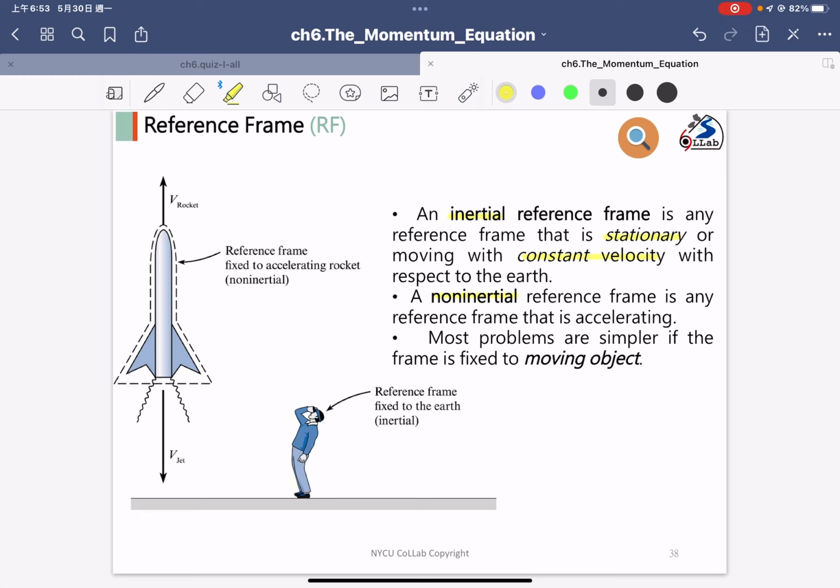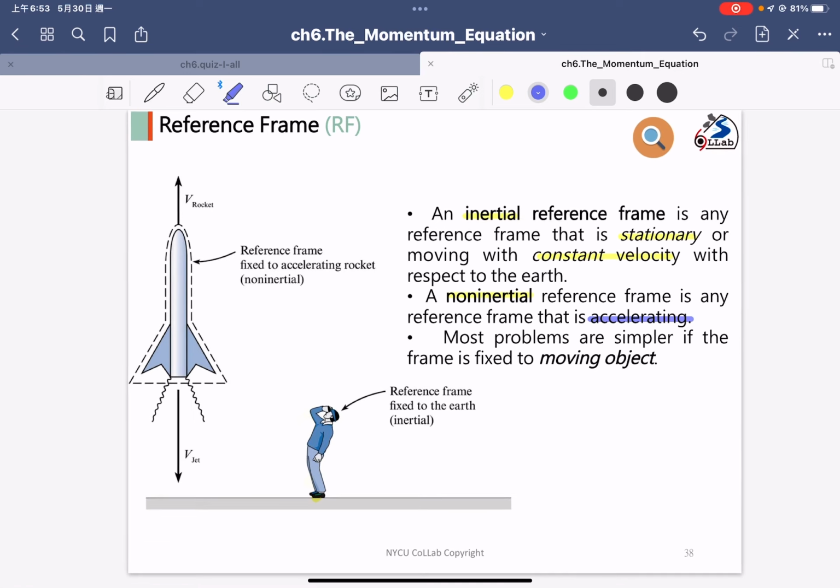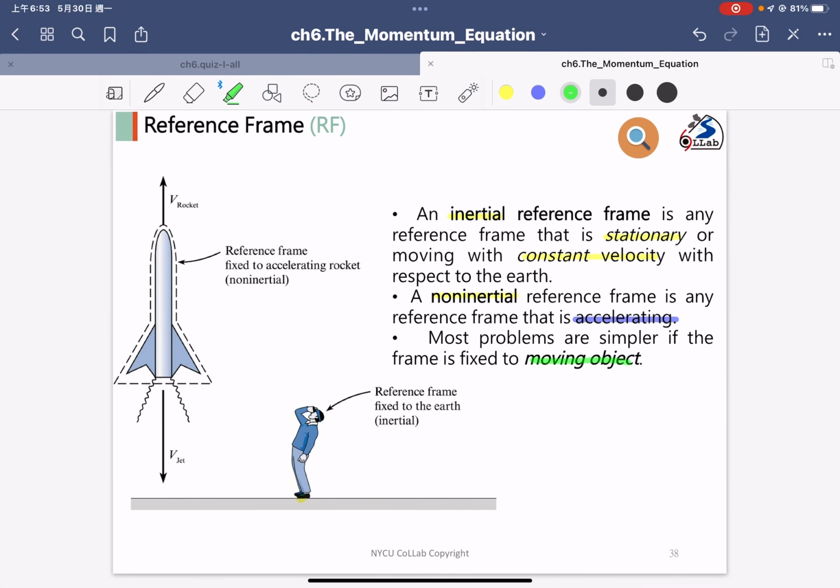So in practical use, if our control volume is moving with constant velocity or stationary, then we can pick the reference frame on our control volume. We call that the inertial reference frame, such as a point on the ground, which is always stationary. So on a non-inertial frame, that indicates the reference frame is accelerating. So we call that a non-inertial reference frame. So usually most of the problems are simpler if the frame is fixed to the moving object.